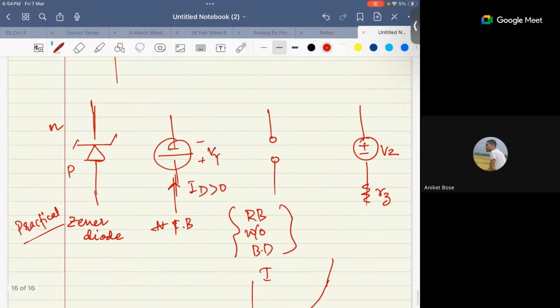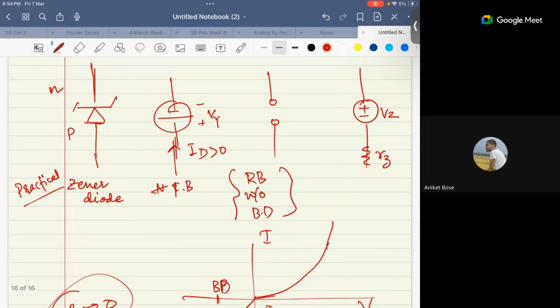I hope this much is clear. Maybe when we solve the questions, it will be more clear. Whenever you have a Zener diode, there can be three conditions. A normal diode has only two conditions. For the Zener diode, the third condition is whenever the reverse potential across the Zener diode is more than the breakdown voltage. So if it is operating in breakdown, you just have to replace the Zener diode with a voltage source. Is it clear to everyone?